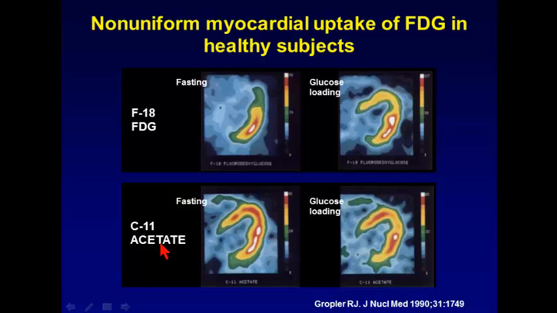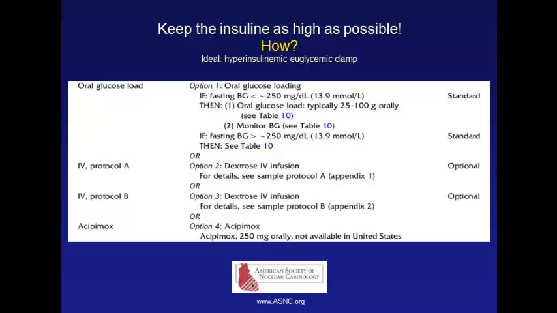C11 has a short half-life, you need a cyclotron around, and so no one is really using this, but that would be the perfect one. In reality, however, we use FDG, and for this, we have to keep the insulin as high as possible. We want to have high insulin. We don't want to have high glucose. Although we give a glucose load, we would like to have insulin as high as possible. Now, to give high insulin, we need to have high glucose.